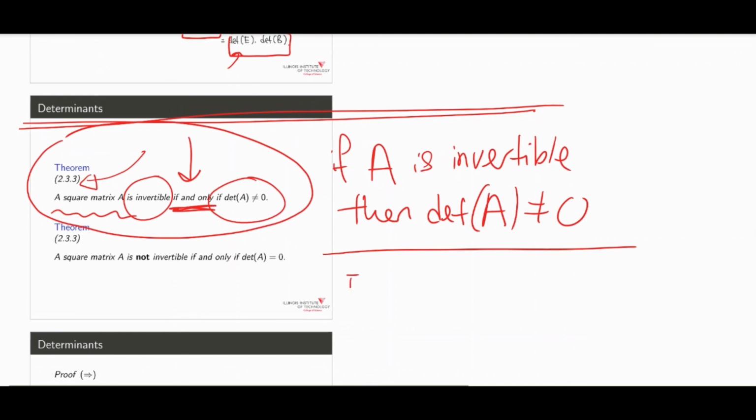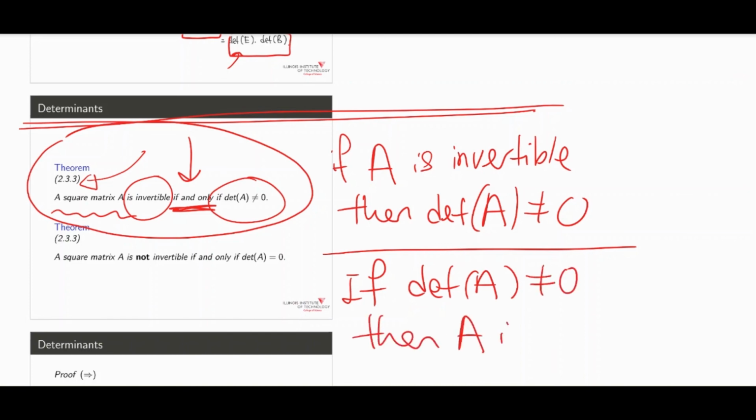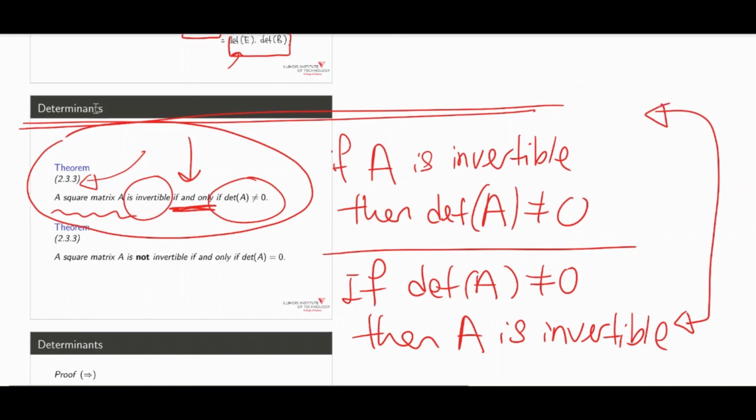The second part is: if the determinant of A is not equal to 0, then A is invertible. So this is two parts. I keep saying that determinants give us a complete characterization of invertibility. When I say complete characterization, that means that if A is invertible, then the determinant is not equal to 0, and if the determinant is not equal to 0, then A is invertible. So this is a very nice theorem that goes both ways.